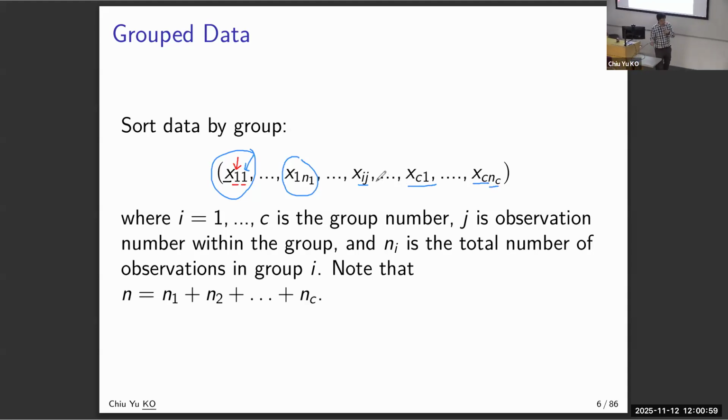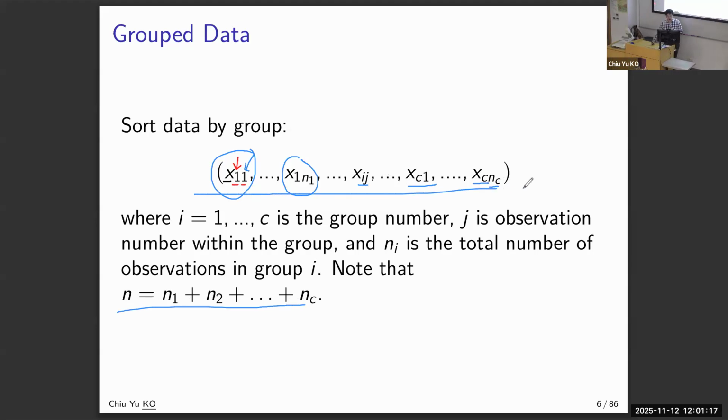And N will be the sum of the number of people in the group. Okay, so you will see this is the notation we use. This is very common. It's not invented by me. All the stat books use it. And you will see why we do that.